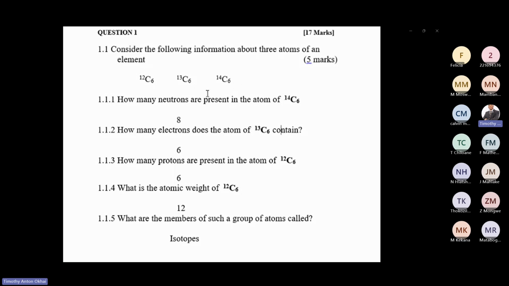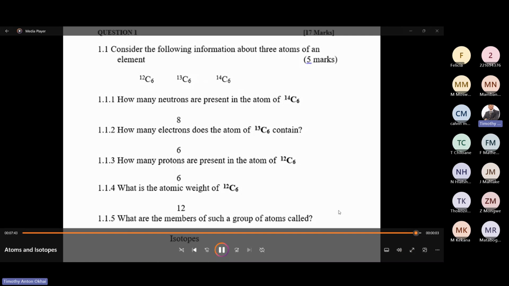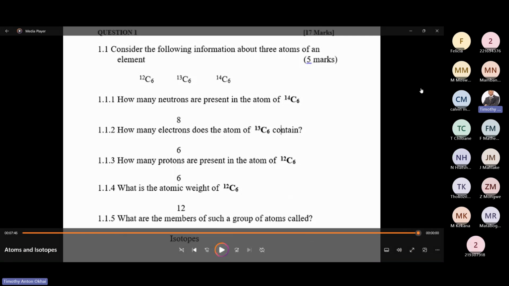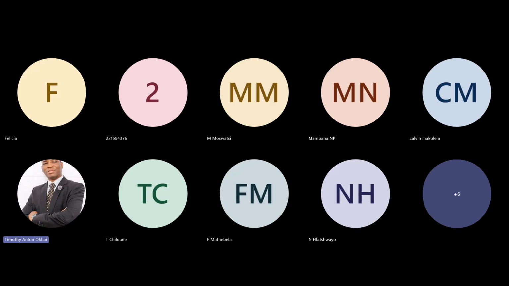So whenever you see an atom with different variations, each one having the same atomic number but different atomic mass, you know that they belong to a group known as isotopes. Okay, I hope that explains this question. Thank you. So that's just to help explain that question.